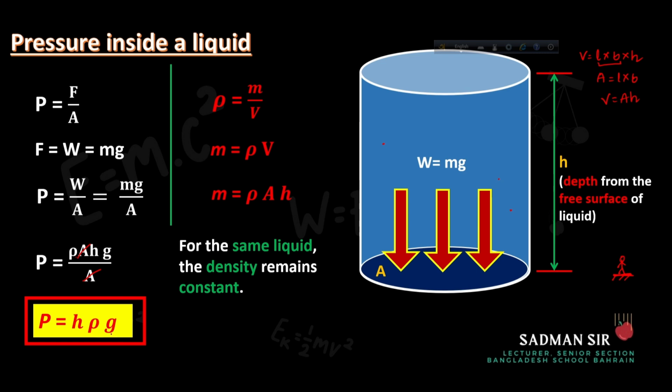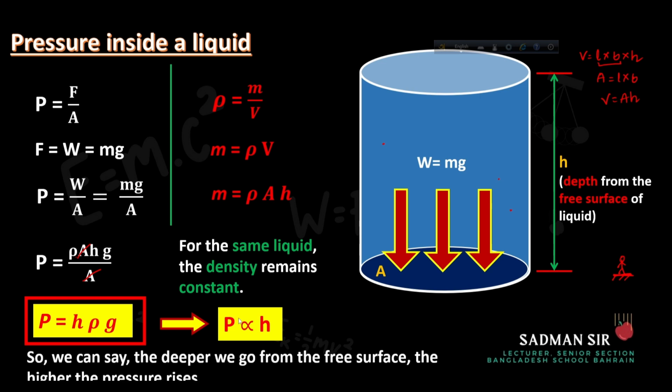Now here G is already a constant, acceleration due to gravity, and we put the value of G as 9.8 meter per second square always, and rho will also remain constant when the liquid is not changed. So in this case, what will happen? The pressure will directly depend on the depth of the point, right? That is what we will see. The pressure will become proportional to H. If H is doubled, that means depth is doubled, then what will happen? Pressure will also become double. Okay? So we can say that the deeper we go from the free surface, the higher the pressure rises.